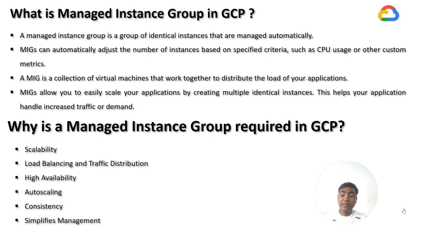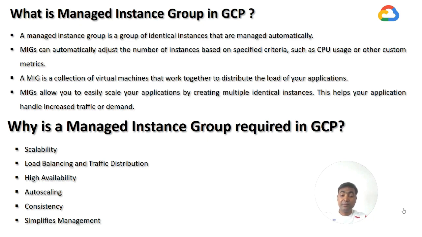High availability. In case an instance within the MIG experiences a failure, the MIG can automatically replace it with a healthy instance. This ensures that your application remains available and minimizes downtime. And we already discussed, guys, load balancing and auto scaling. You know that MIG works seamlessly with a load balancer, distributing incoming traffic evenly across all instances in the group. This ensures that no single instance becomes overwhelmed with traffic.